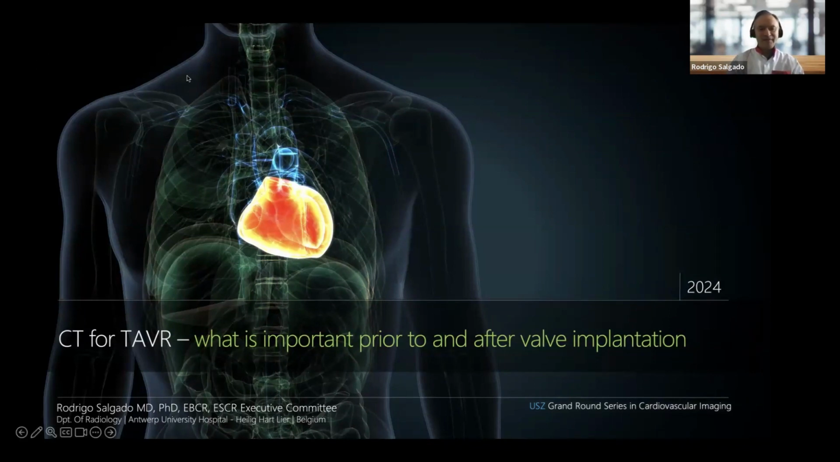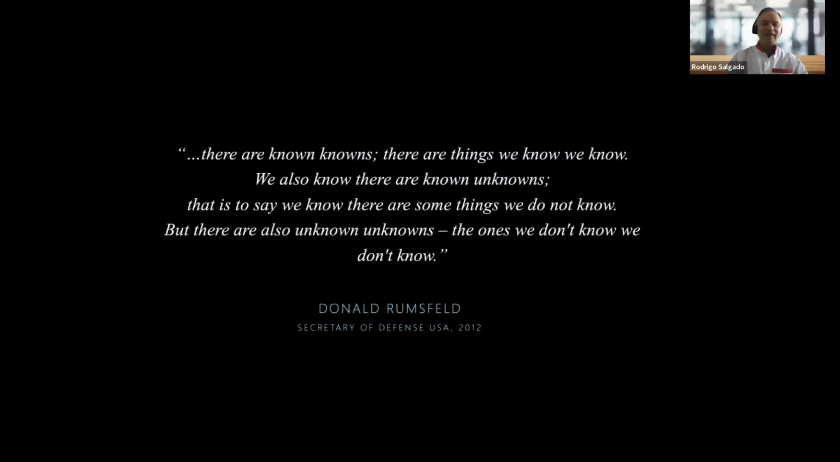So today I'm going to speak about what can CT do for TAVR, what is important prior, but also after the valve implantation. And as in everything in science, there are things that we know, but there are also things that we don't know. And we know that there are things that we don't know. And I think nobody put it more confusingly than Donald Rumsfeld, the Secretary of Defense of the United States, as this famous quote can show you here.